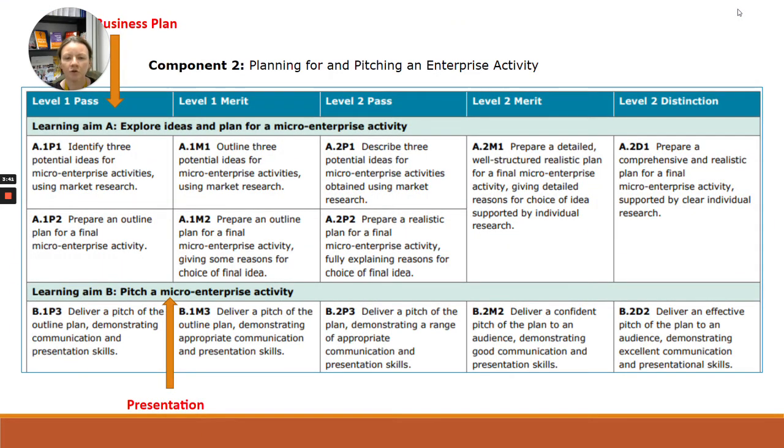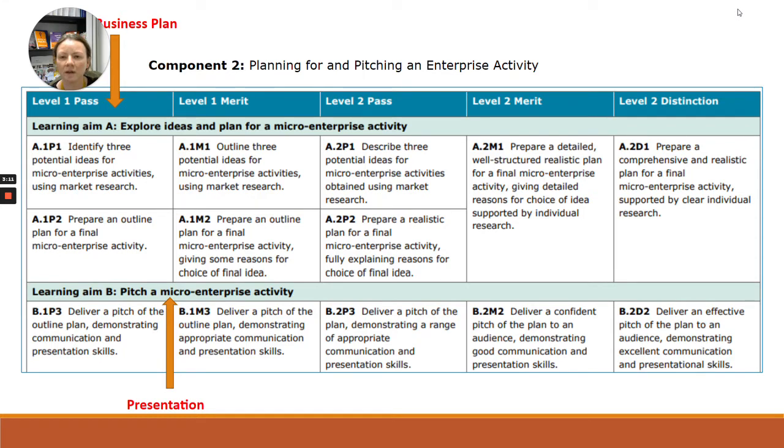But for a student, if they were just to put the basic information into that particular template, they would probably get no higher than a level 2 pass. In order to get the higher grades, they need to be justifying every decision that they've made along the way. And that justification would usually be based on research. So they need to have carried out either primary research or secondary research.